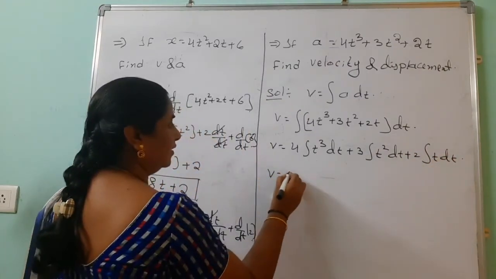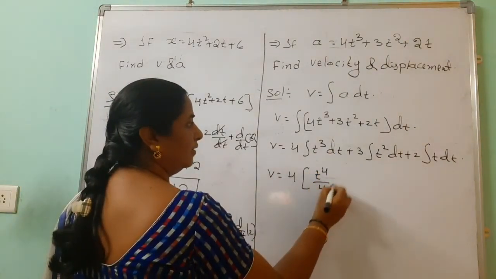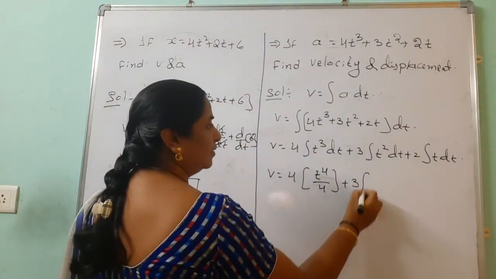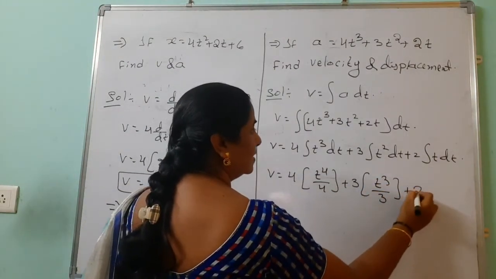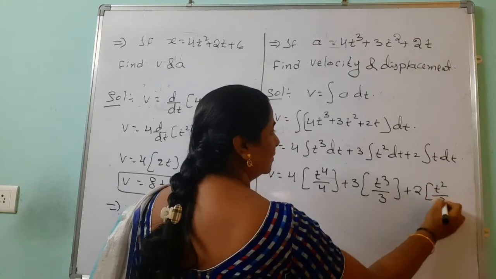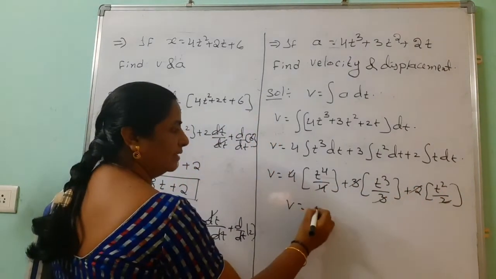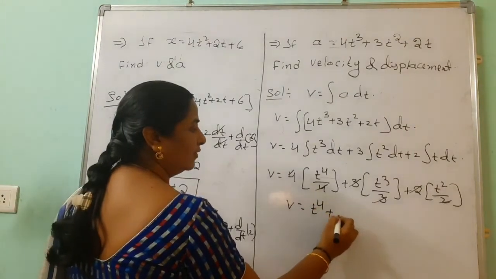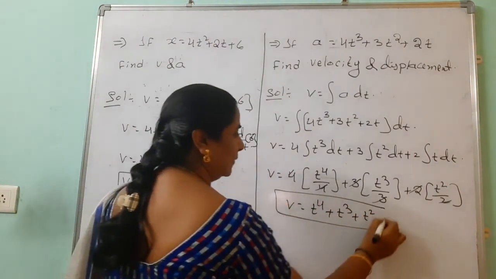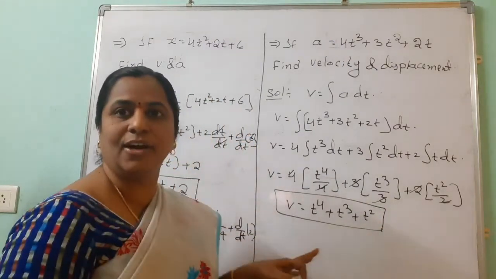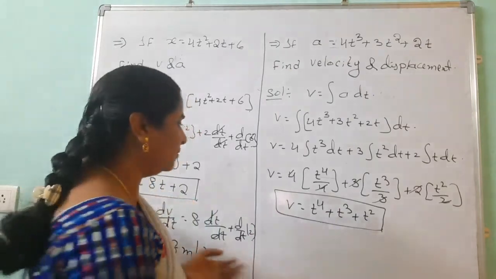So velocity is 4 into this integration, t to the power of 4 by 4, plus 3 into this integration, t cube by 3, plus 2 into t square by 2. So after simplification, this is the velocity. Velocity equals t power 4 plus t cube plus t square. This is the velocity. From the velocity, how to find out the displacement? Integration of velocity is giving the displacement.